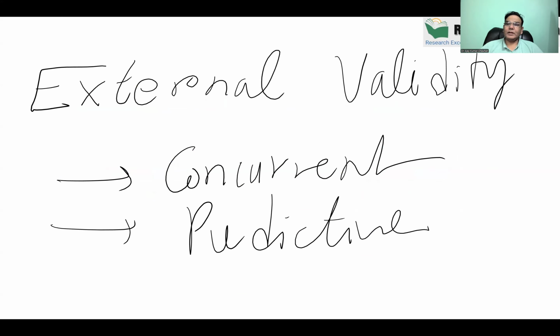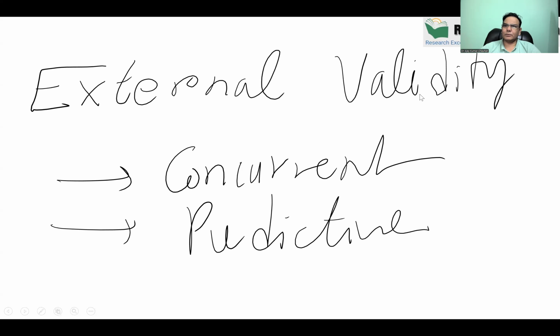Now, suppose you conducted some experiment and came out with some result. If any other scholar conducted the same experiment and found the same result, this is known as external validity. This external validity has two components. One is called concurrent external validity and the other predictive external validity.